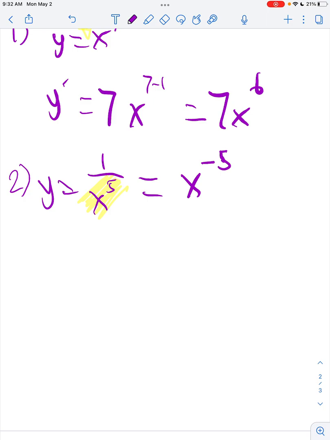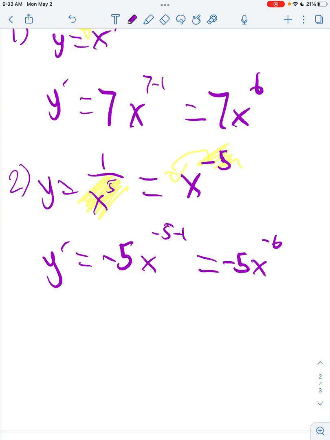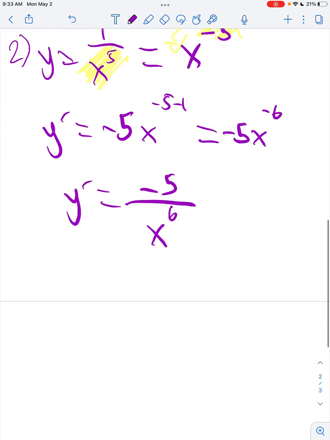So if I follow my rules to find the derivative, I'm going to take this negative 5, move it out front, and then think negative 5 minus 1. That's going to be negative 6. So I would say y prime is negative 5 over x to the 6th power, because eventually I do want to get rid of that negative exponent, and I do that by bringing it down to my denominator.